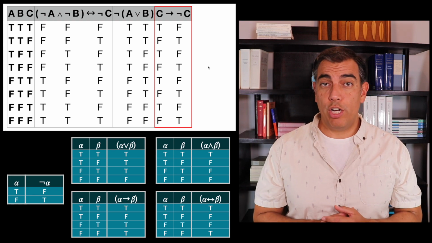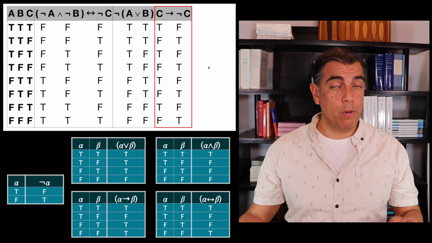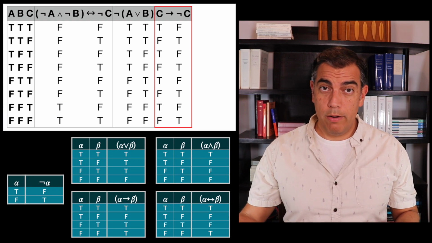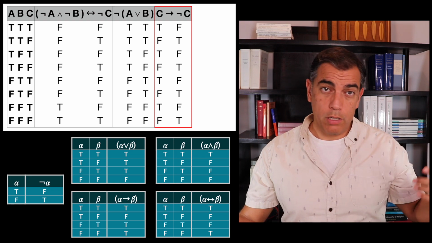Next, I'm going to build a conjunction in the biconditional of premise 1. Remember, conjunction only true when both conjuncts are true. Now the biconditional in premise 1, remember, true when either both components are true or both components are false, otherwise it's false.